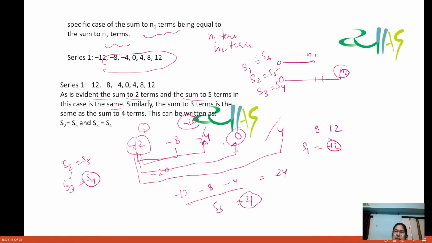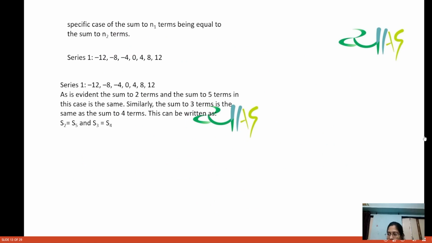Sum of one term is what? That term only. And then you have S6. So you have 1, 2, 3, 4, 5, 6. Everything here will get cancelled. So the sum of 6 terms will be what? Minus 12. So see, whenever the sum of first few terms is negative, this can happen. Now this will not happen for every arithmetic progression where the sum of first few terms is negative.